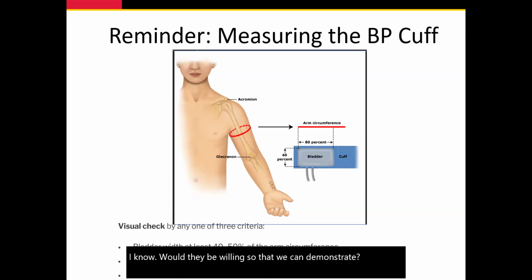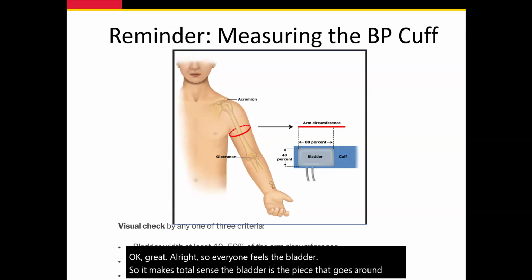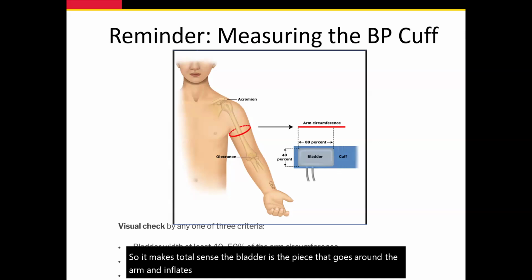Everyone feels the bladder. So it makes total sense. The bladder is the piece that goes around the arm and inflates to stop blood flow. Because basically that's what you're doing when you're taking a blood pressure, you're stopping blood flow. And then as you release the valve, you're letting air out of that bladder, and that's how you're getting your blood pressure. Okay. So take it from here, Professor Nuttycombe. Show the dynamic. Thank you, Taylor, for being a willing person.